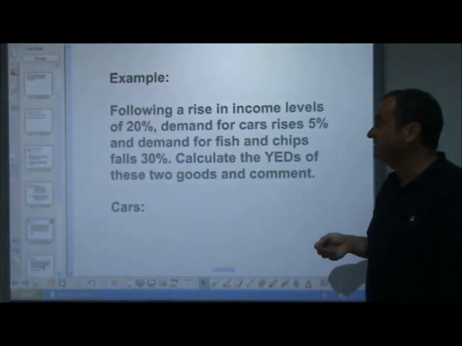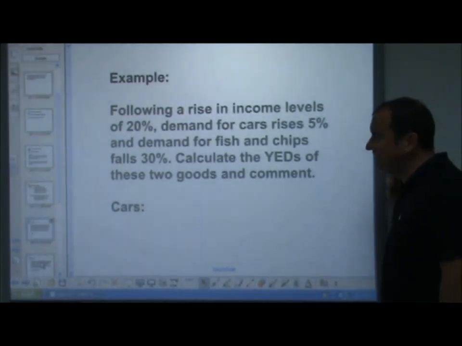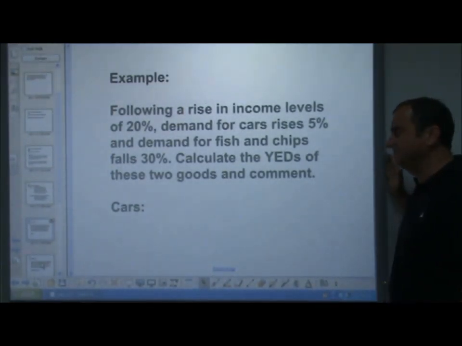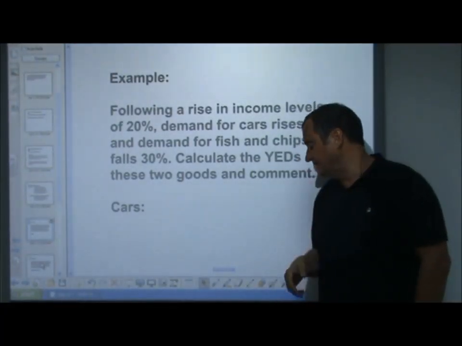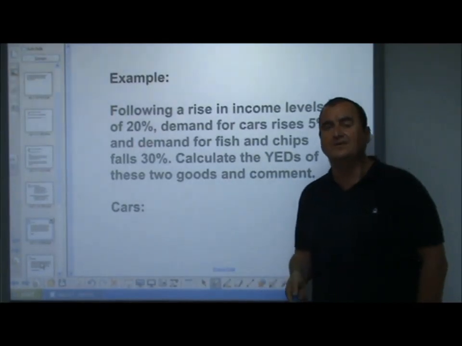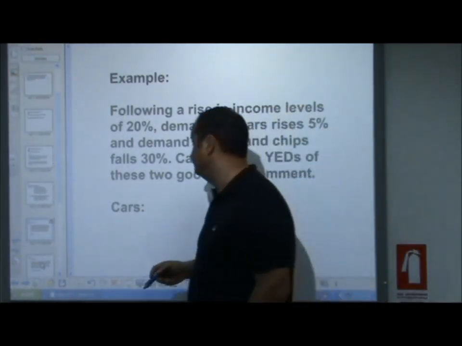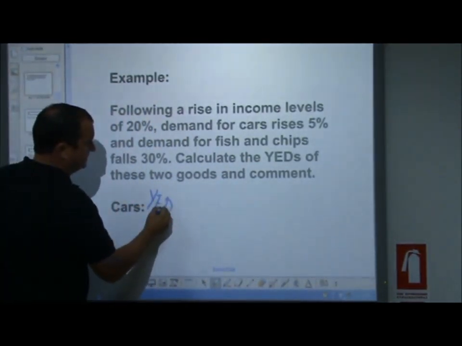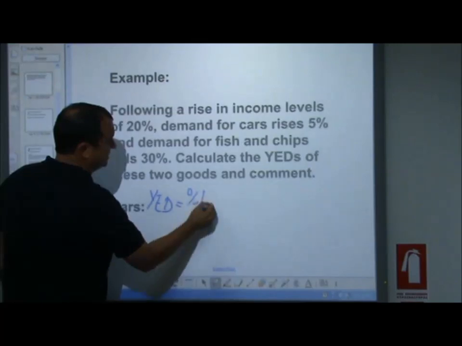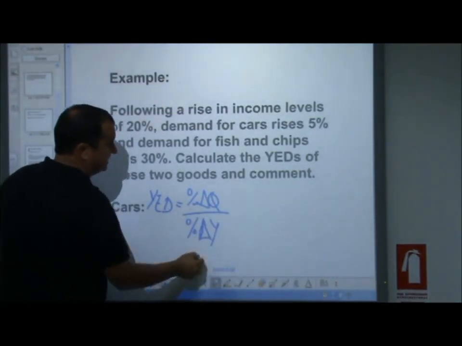So let's look at this example. Following a rise in income levels of 20%, demand for cars rises 5%, demand for fish and chips falls 30%. So there's changing demand for two different goods following a change in incomes. Let's work out the YEDs for these goods and be able to comment on them as well. And we'll start with cars. So I'm going to use the equation YED equals percent change in quantity over percent change in income.